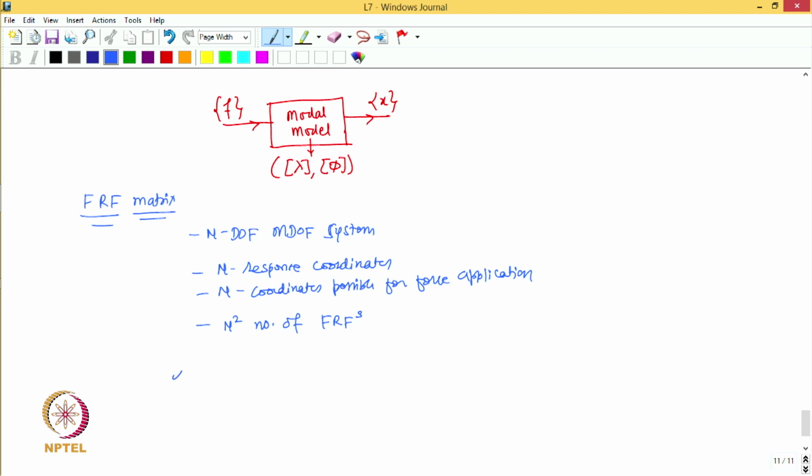So, therefore, we have what is called the frequency response function matrix, right, and that matrix is written in this form: alpha 1 1, alpha 1 2, going up to alpha 1 n, then alpha 2 1, alpha 2 2, going up to alpha 2 n, and then we can have alpha n 1, alpha n 2, going up to alpha n n, right. So, therefore, we have an n by n FRF matrix. Now, if I look at any one of these FRFs, say alpha j k, then what does alpha j k represent?